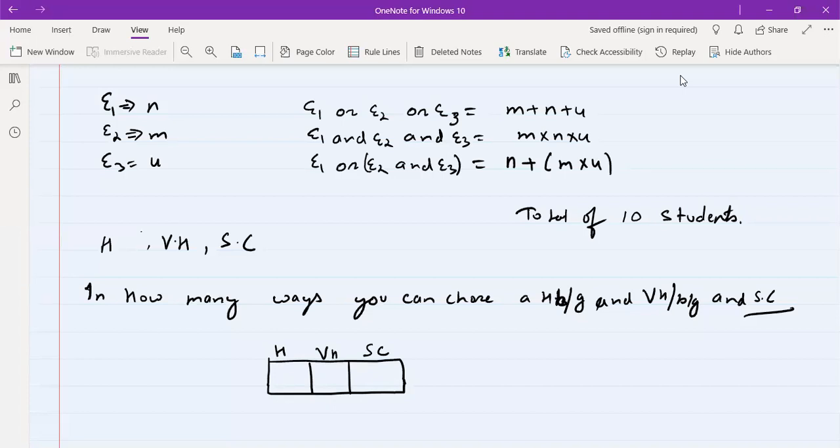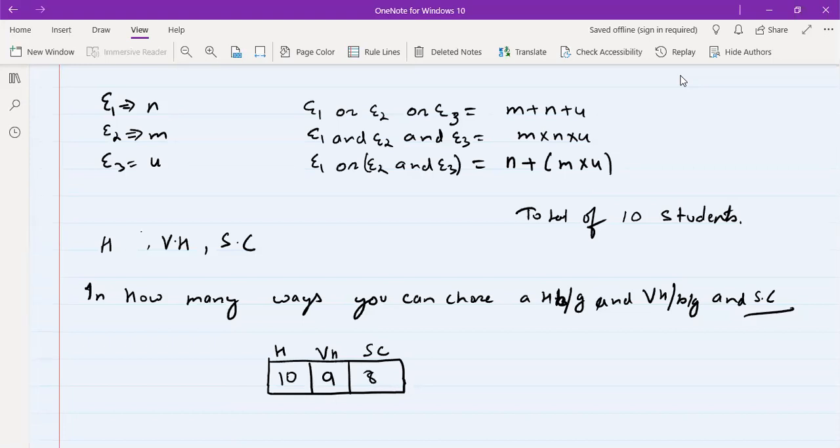For head boy, how many students do you have? Suppose you select head boy first. How many options? We have only 10 options. So 10 options for head boy. Now suppose one student is assigned as head boy. What is the second option? 9, very good. Because one student is already assigned, you are left with 9 students. Now what about sports captain? 8, right?